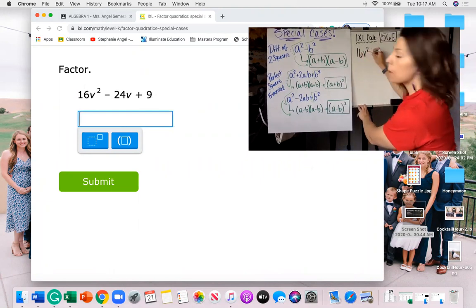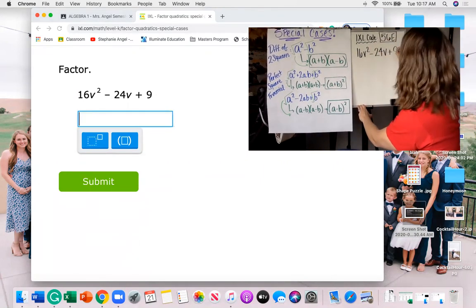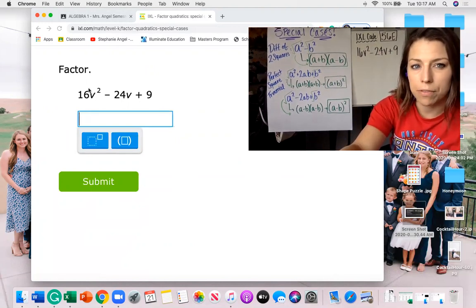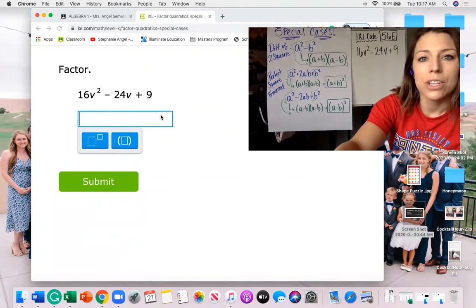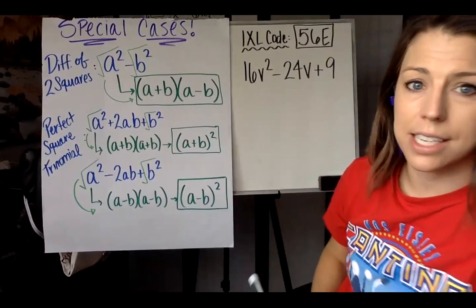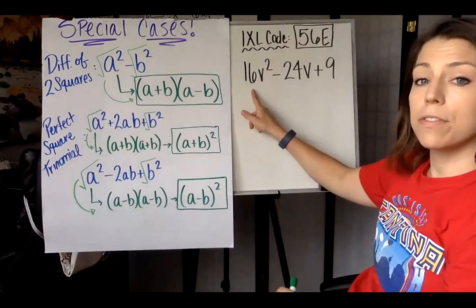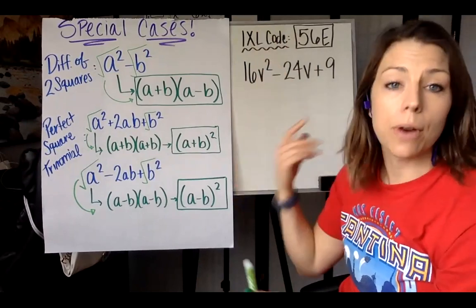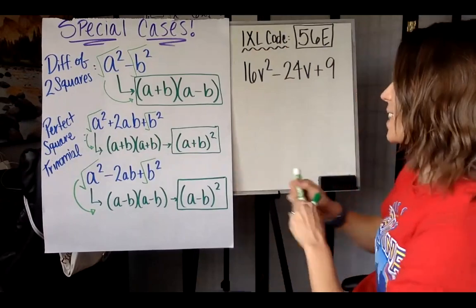16v squared minus 24v plus 9. Okay, first thing I noticed, 16v squared is a perfect square. 16 is a perfect square, v squared is a perfect square. 9 is also a perfect square. So really what I need to do is I need to test the middle term. So let's go ahead and look into that. To test the middle term, once again, I'm going to take the square root of the first, the square root of the last, multiply them together, and double it, and see if it gives us 24, which I think we kind of did this one already, but that's okay.